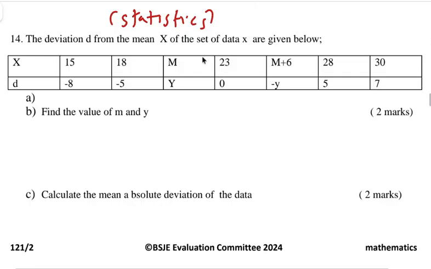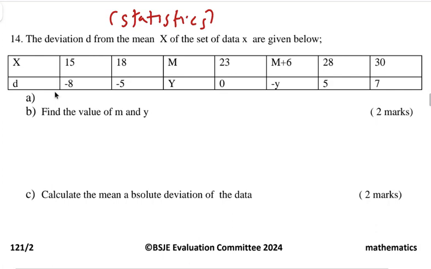So what does the question say? Question equals statistics. The question says as follows: the deviation d from the mean x of the set data x are given below. Kuna hizi hapa. Ukaambiwa find the value of m and y.